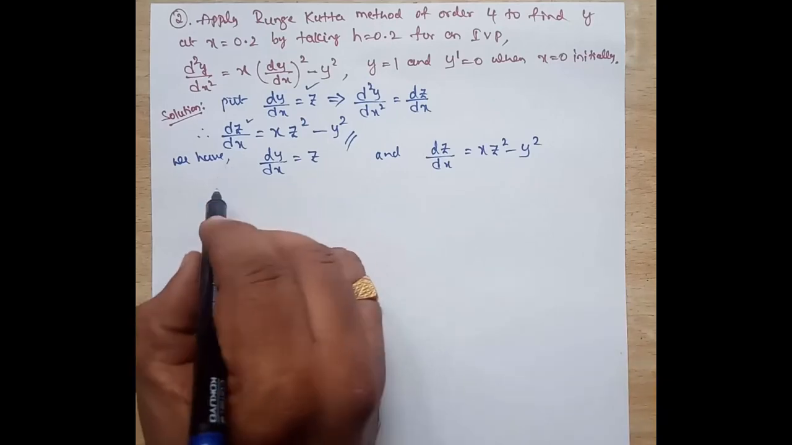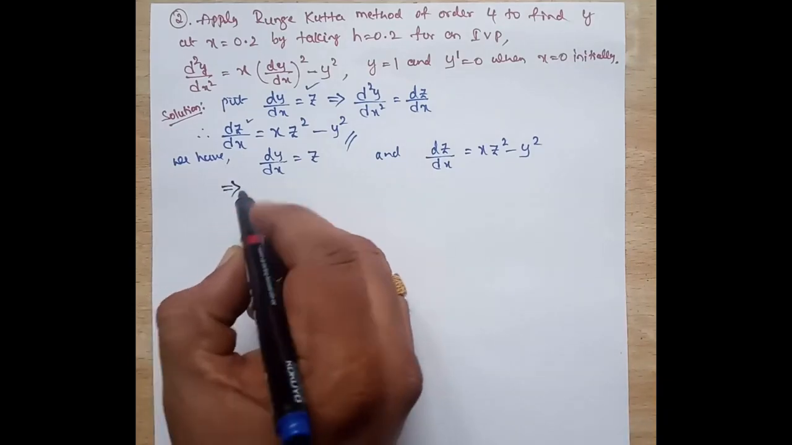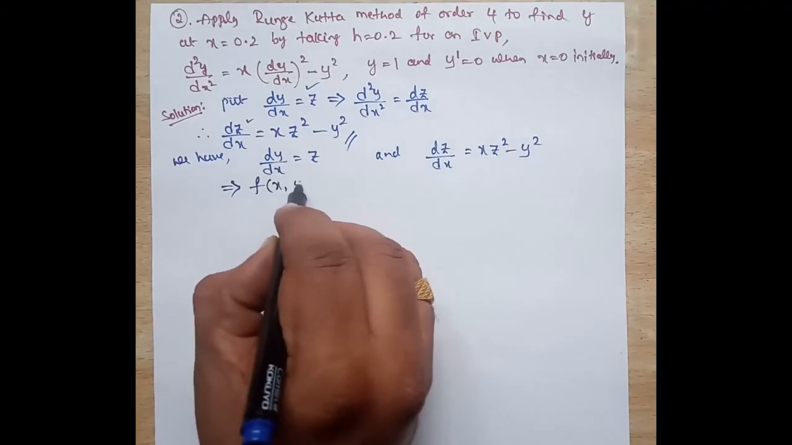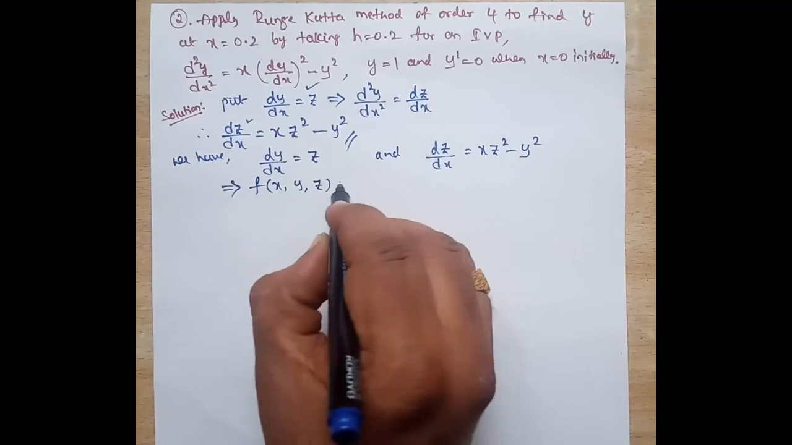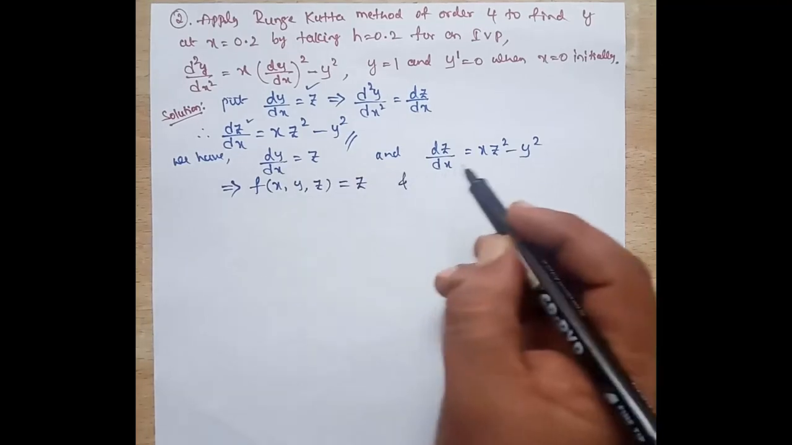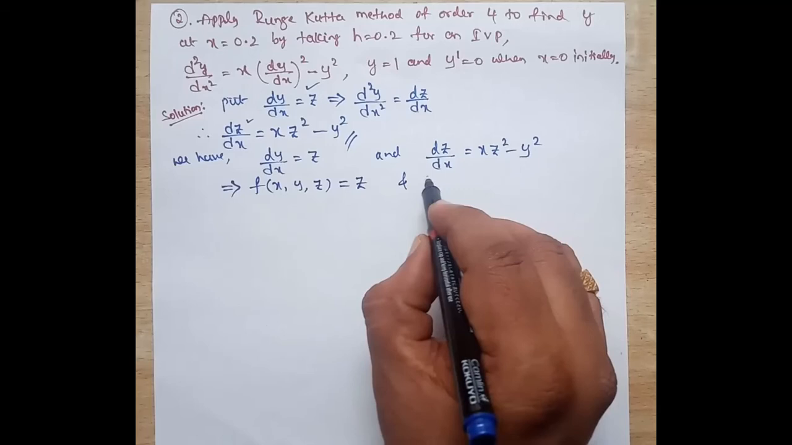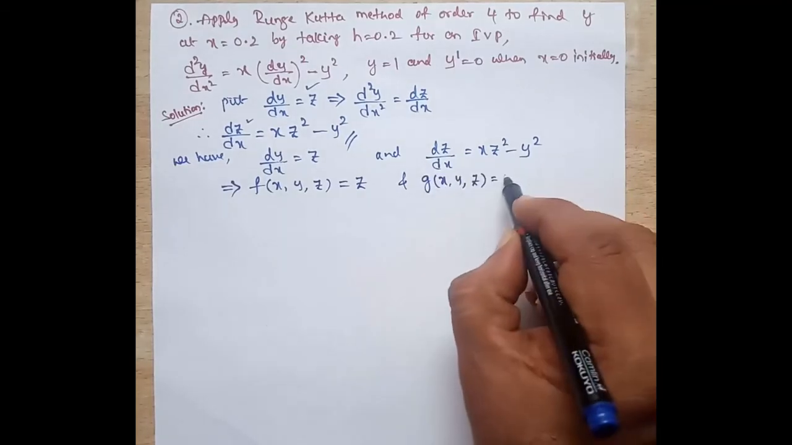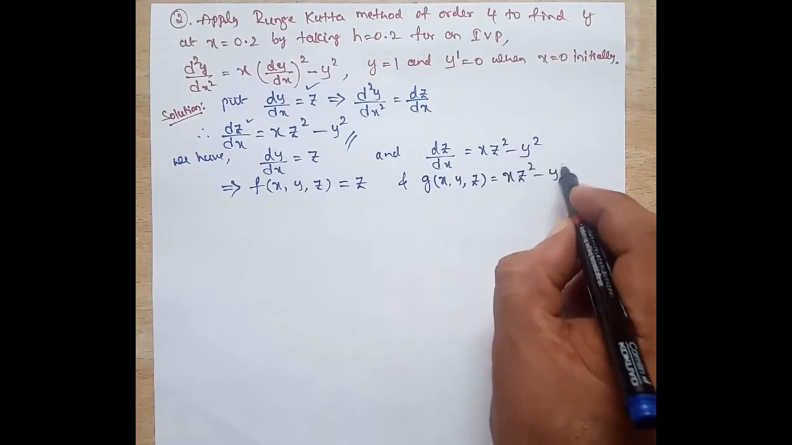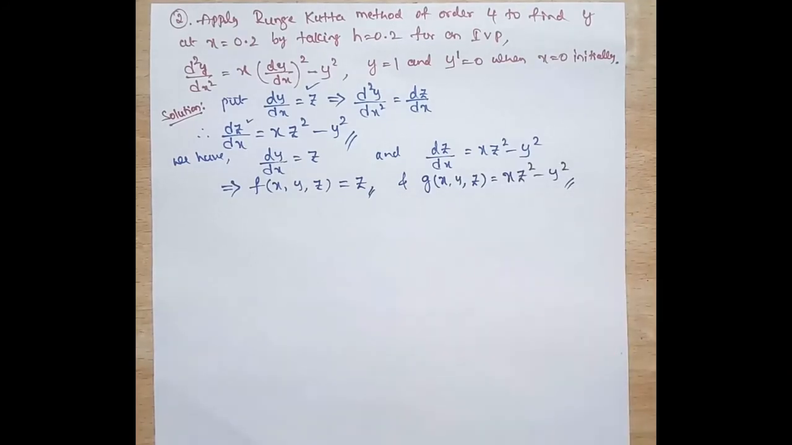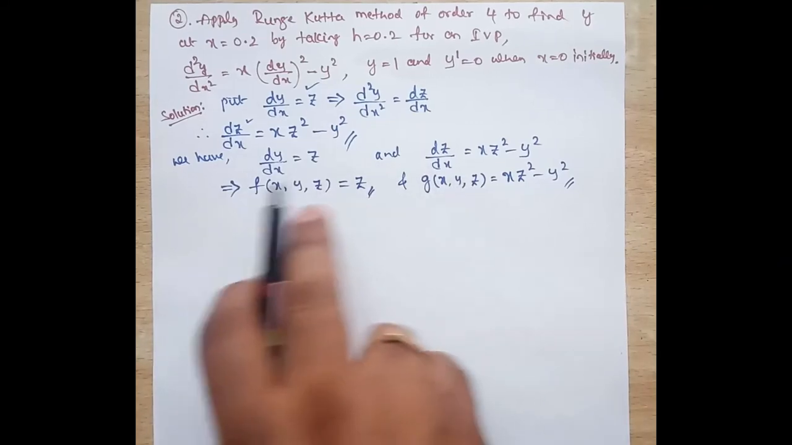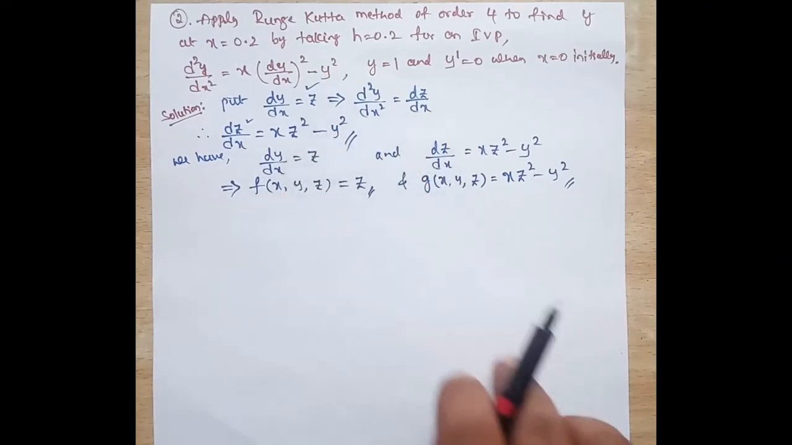Now these first order differential equations will be considered like this. This dy by dx, I'll take it as f. F of x comma y comma z is equal to z. And this dz by dx, I'll take it as g. G of x comma y comma z equals x z square minus y square. So the first order equations, let us consider them as f and g. F is our substitution and g is the simplified equation.